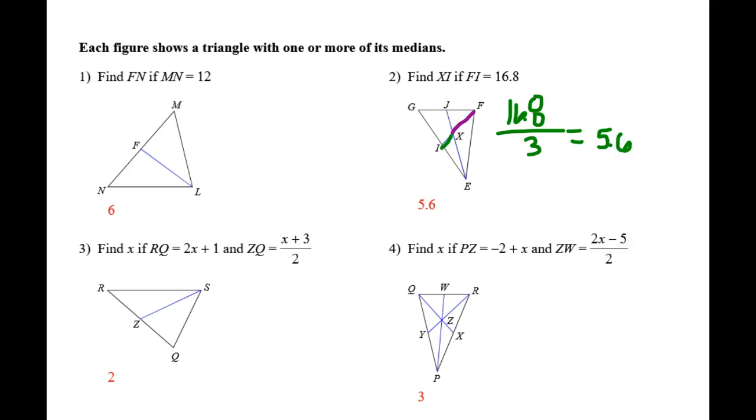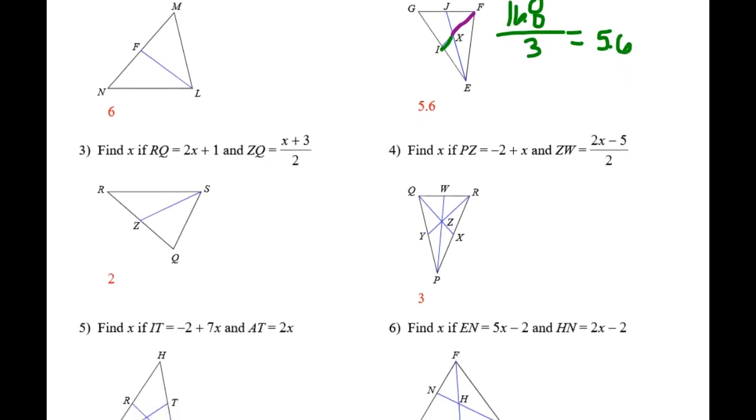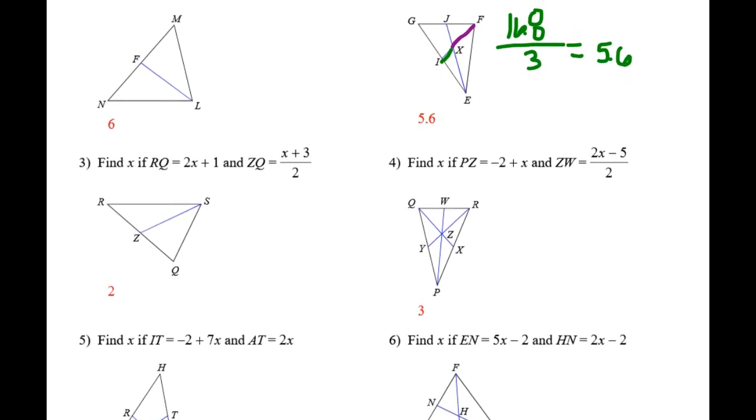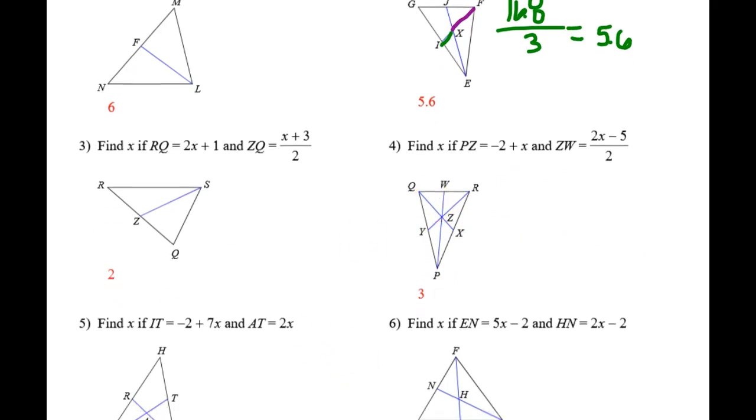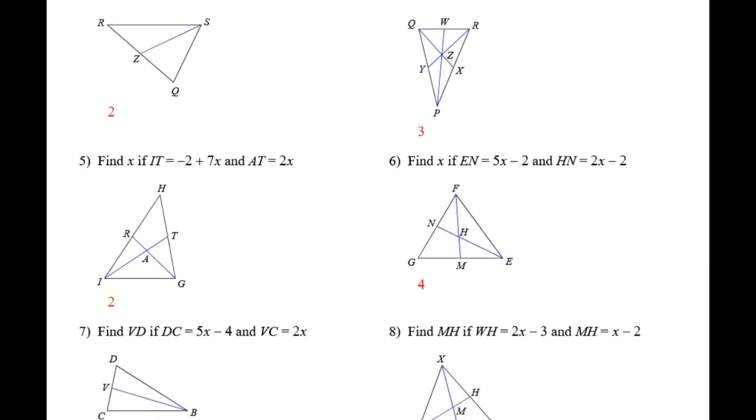All right, the rest of the answers. And those are all going to be solved similarly. So median going to the midpoint, x is 2. Then this is using the properties of a median, the 2-to-1 ratio. And x is 3. All right. 5 and 6, using the 2-to-1 ratio. x is 2, x is 4.